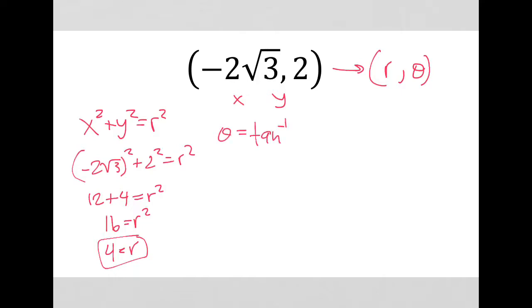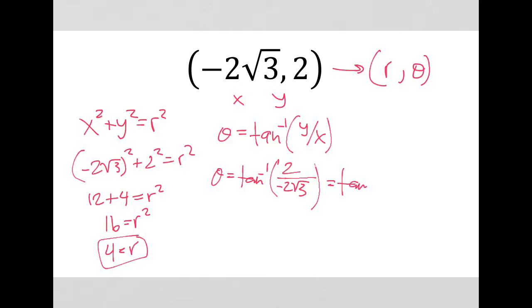So now we need to find our theta, and to do that we can recall that theta is equivalent to the inverse tangent of y over x. And so let's plug those pieces into our inverse tangent function and see what we get. Well, y is 2, x is negative 2 times the square root of 3. So we get this right there, which we can simplify a little bit before we start playing with it.